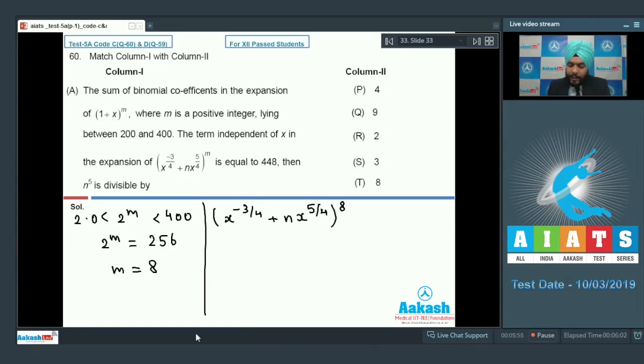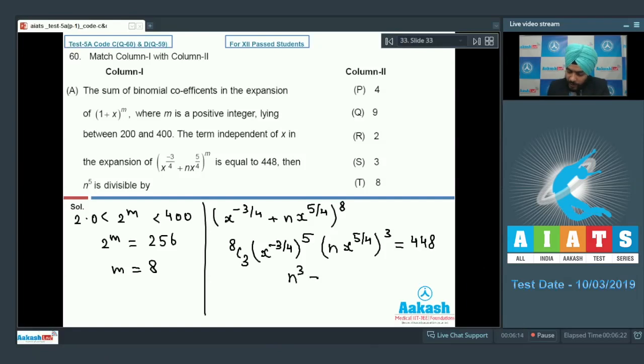इसकी जो टर्म इंडिपेंडेंट ऑफ x है वो होगी 8c3 x raised to the power minus 3 by 4 raised to the power 5 into n into x raised to the power 5 by 4 whole cube. And ये टर्म की वैल्यू हमें दी गई है 448. So x will get cancelled. 8c3 is simply 8 into 7 into 6 divided by 6, that is 56.